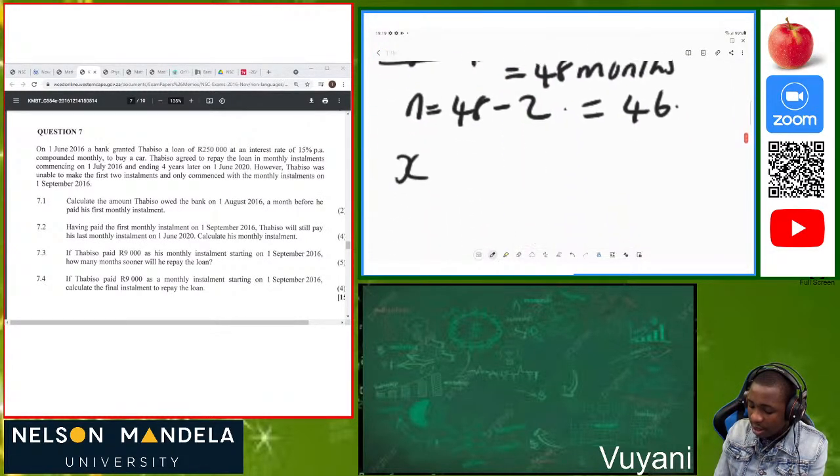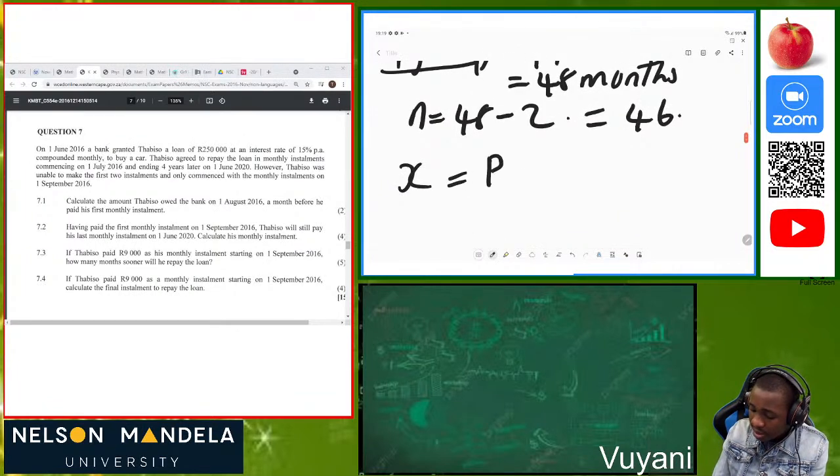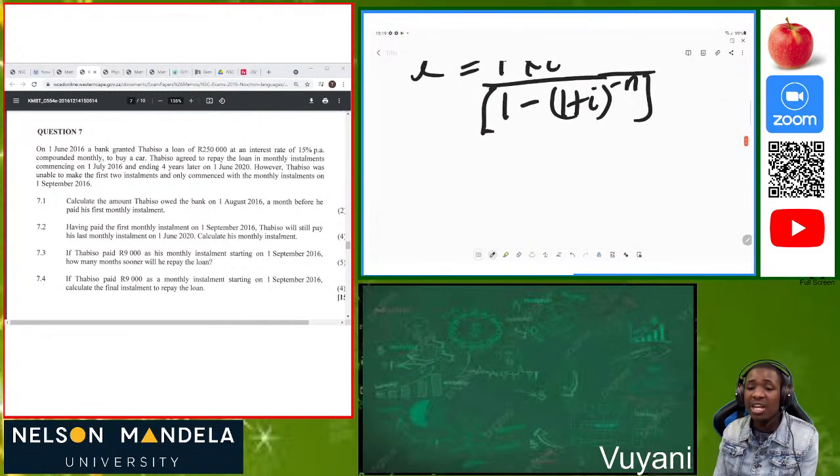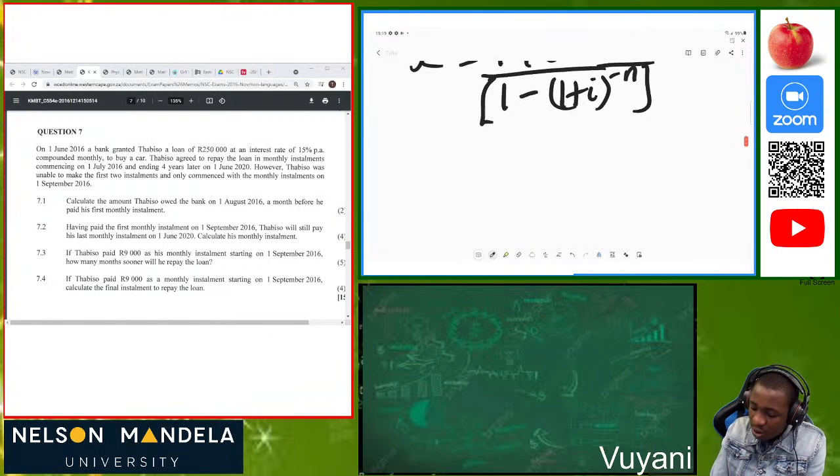We're going to use the formula which says X is equal to P times I, divided by 1 minus (1 plus I) to the power negative N. What is our P? Our P is the money he was already owing the bank for those 2 months, which you calculated in A. The answer which you get in 7.1 is supposed to be used in the next question. It's a continuous thing.